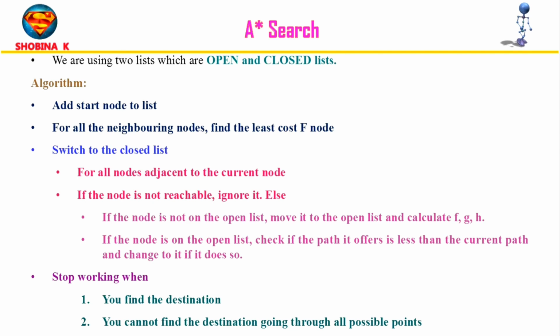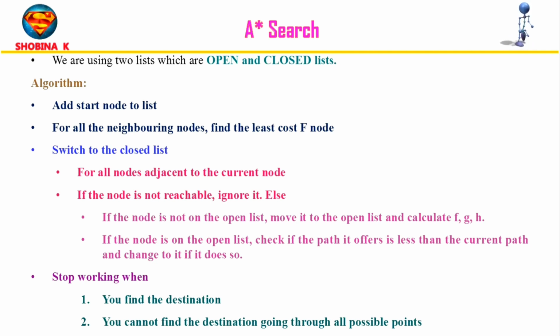Now for all the nodes that are adjacent to the current node, we have to find if there is a node which is reachable. If it is not reachable, you have to just ignore it. If a node is reachable, then check if it is on the open list. If it is not, move it to the open list and calculate f of g and h. Now if a node is on the open list, make sure to check if the path is lesser than the path that we are currently on. If so, change over to that path. Now you stop working when you find the destination, or you cannot find the destination going through all the possible points in a given graph or map.